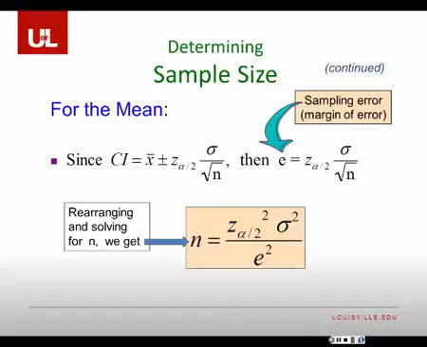So, if we want E to be 2, for example, you have to choose what E has to be. Then we can back out what N should be. So all we're going to do is solve this for N. This determines the smallest sample size that I can have so that I meet that error.